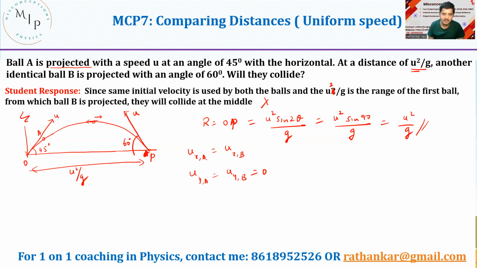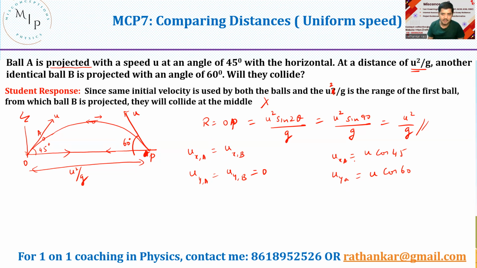Now let us see what ux,a and ux,b are. ux,a is nothing but u cos 45. And what is uy,a? You see, this is u here. This is the positive direction and this is the negative direction; I'm just looking at the magnitudes. But for the second ball, this should be u cos 60. Now u cos 60 and u cos 45 are not equal. So definitely they will not collide.